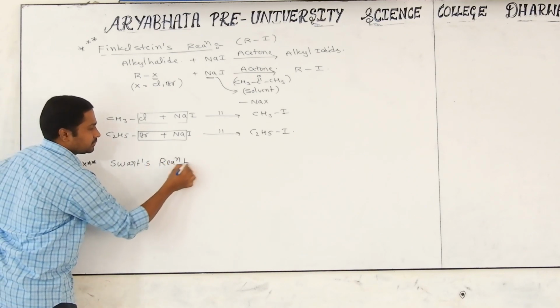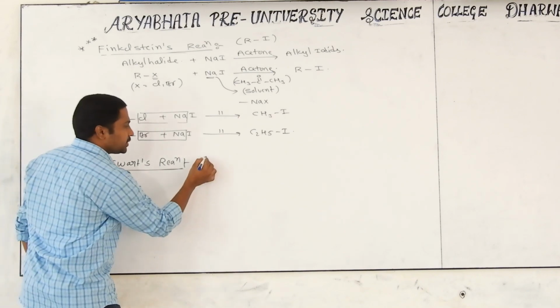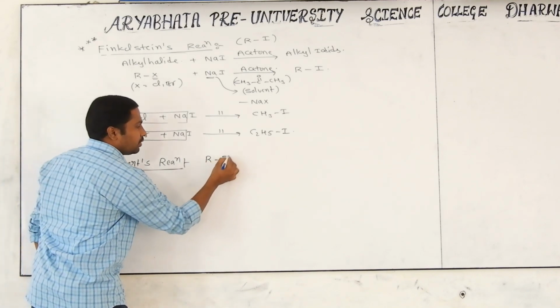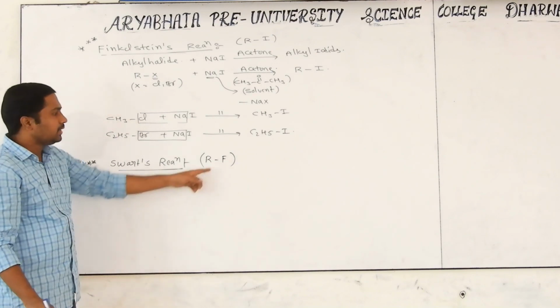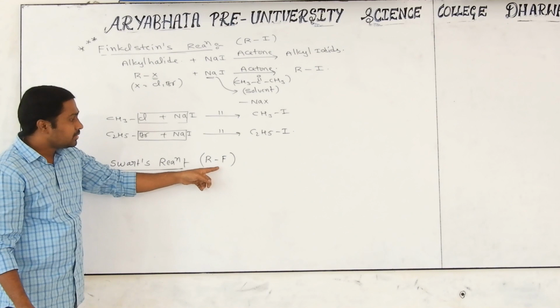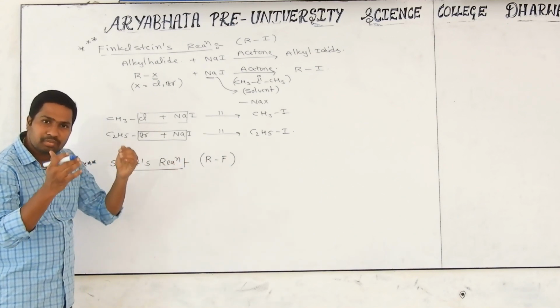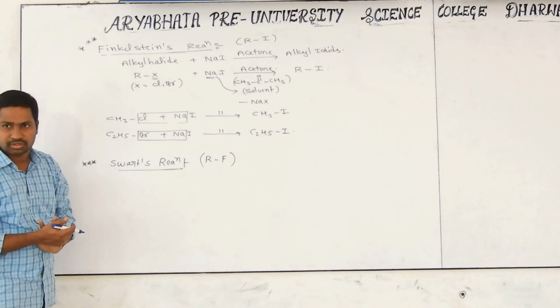Swarts reaction. The Swarts reaction is especially for the preparation of alkyl fluorides. They are highly reactive compounds because fluorine is present, which is why this preparation is not that easy. It can be prepared only by using one named reaction, which is nothing but the Swarts reaction.